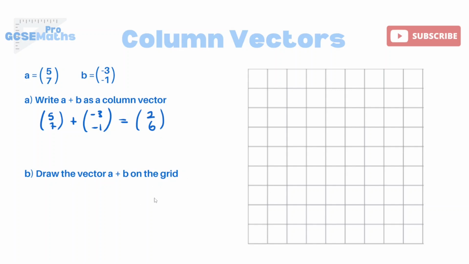Now it says to draw vector A plus B on the grid. Obviously, because I've already worked this out, I can literally just go straight into drawing 2 to the right and 6 up. So there's our line. Because it's going upwards, I'm going to draw the arrow this way round. So that's our vector A plus B.